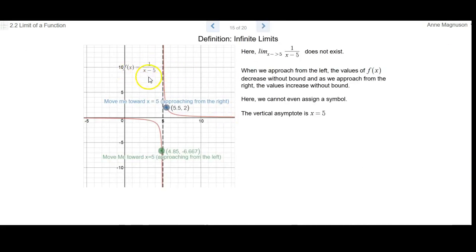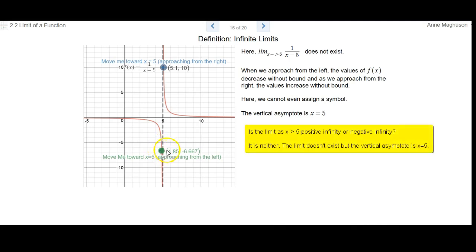Here's f of x equals 1 over x minus 5. Same thing, same graph. I just shifted it over 5 to the right. The vertical asymptote is x equals 5. The limit does not exist.